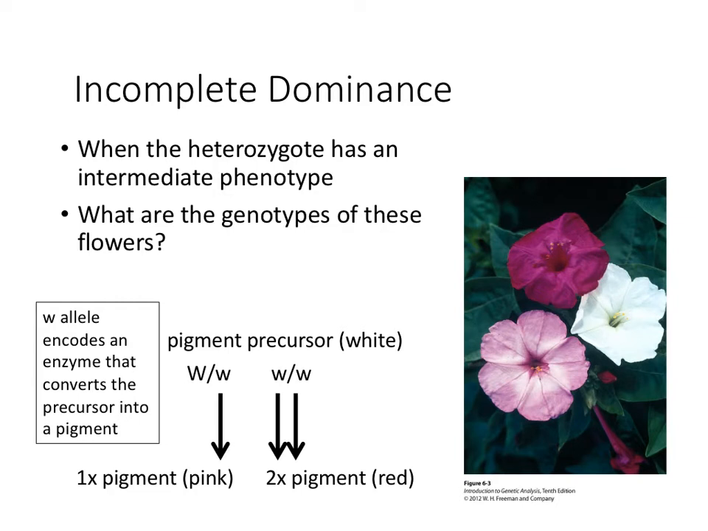So in this case, the darker red flower parent would be lowercase w over lowercase w. It's got twice as many copies of this lowercase w allele that actually can produce red pigment. The white flower would be capital W over capital W. It doesn't have any of this enzyme, so it can't convert any of the white substrate to any amount of red, so it just looks white. And then why is their offspring pink?